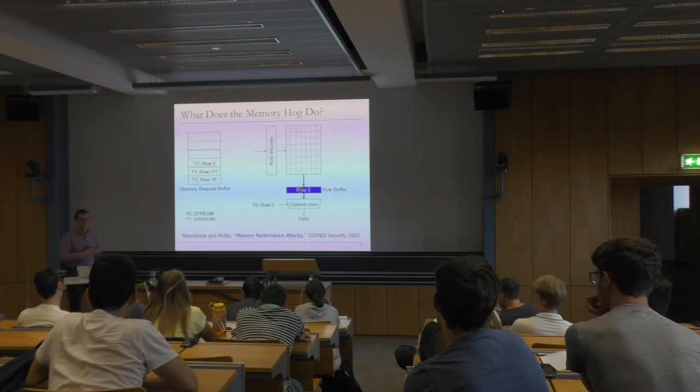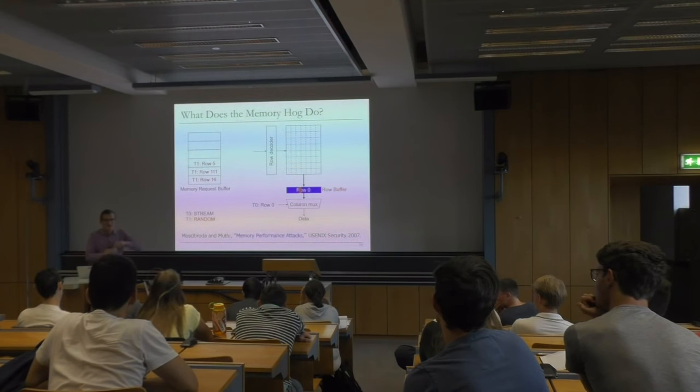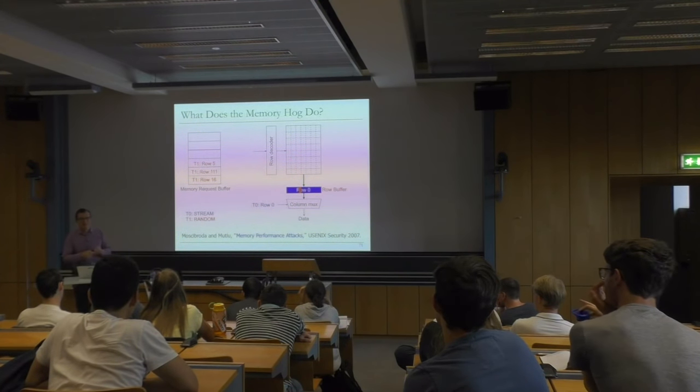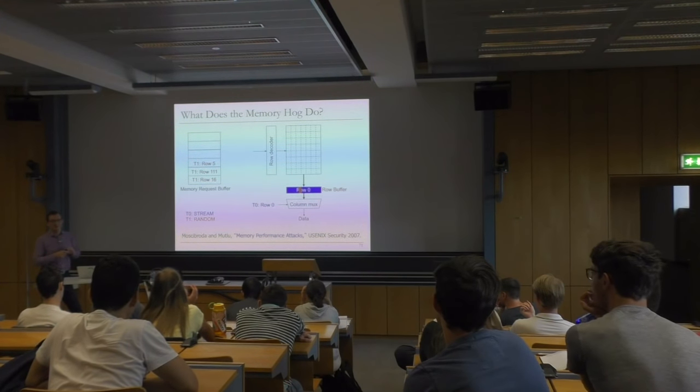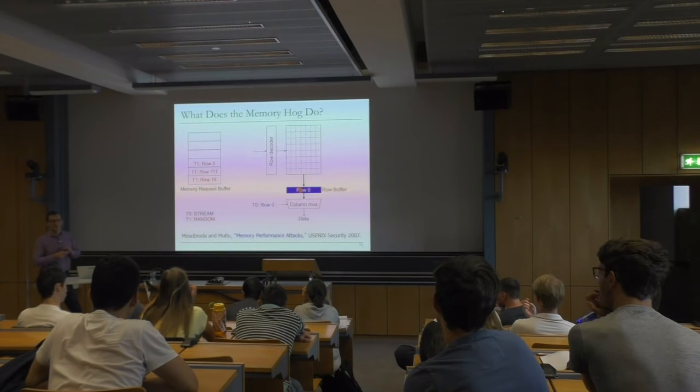Yes? Does the memory request buffer know which application a request is coming from? Otherwise, I'm wondering, if you have several requests and it does know that they're coming from different programs, can you serve a request that is not useful at that time, because you need the other requests before you can actually do something with the next request?